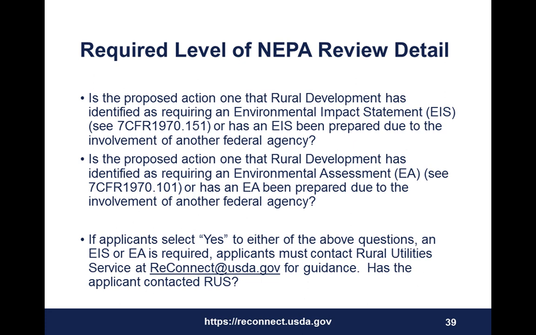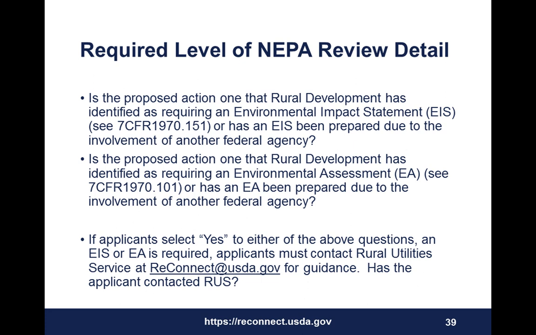Those two questions are, is the proposed action one that rural development has identified as requiring an environmental impact statement, otherwise known as EIS, or has an EIS been prepared due to the involvement of another federal agency? Is the proposed action one that rural development has identified as requiring an environmental assessment, otherwise known as EA, or has an EA been prepared due to the involvement of another federal agency?